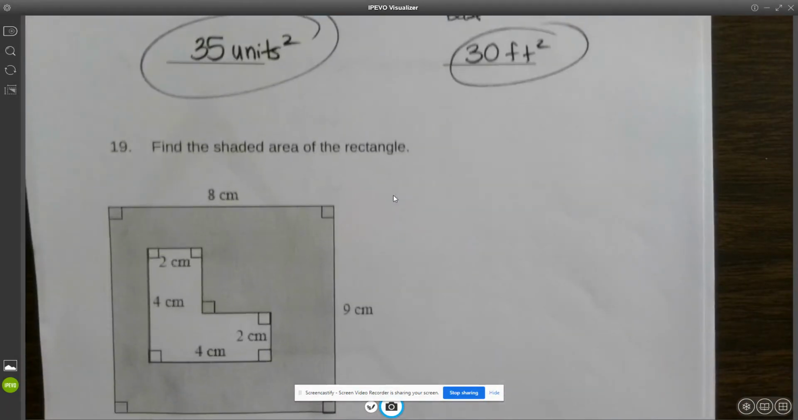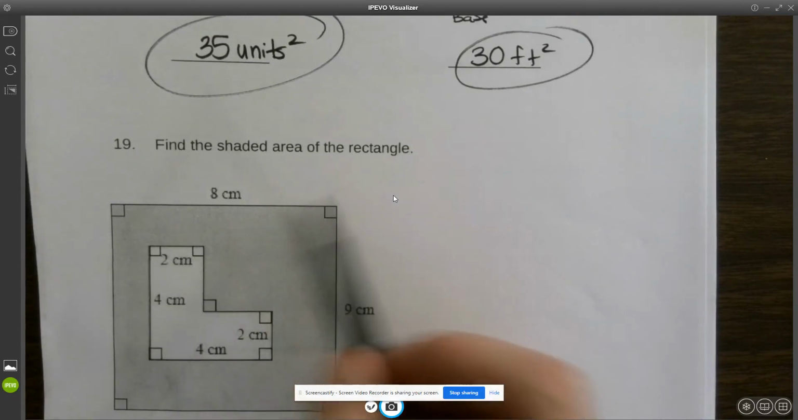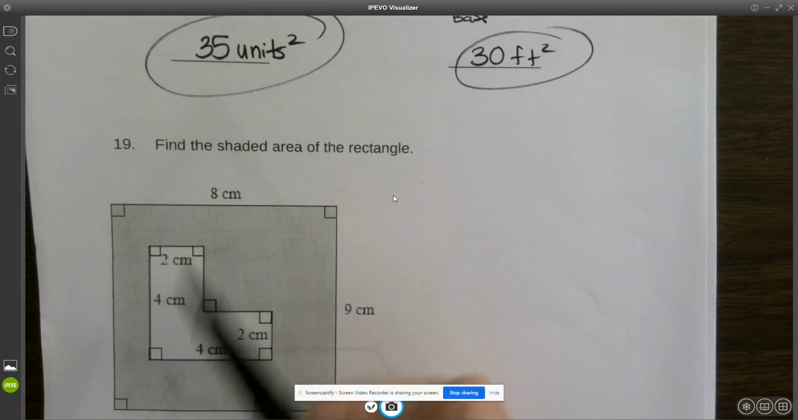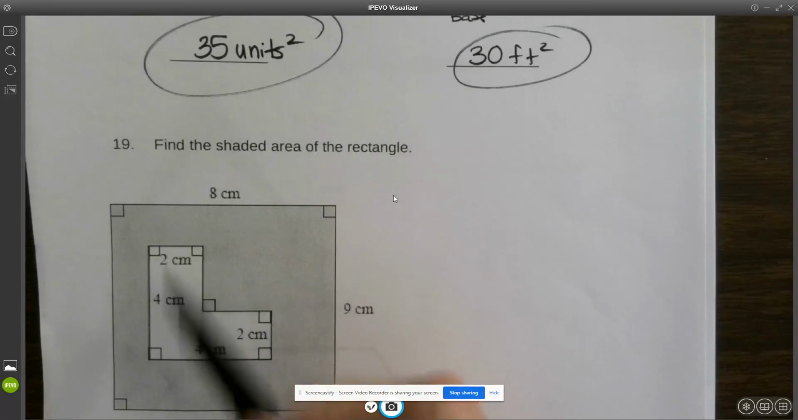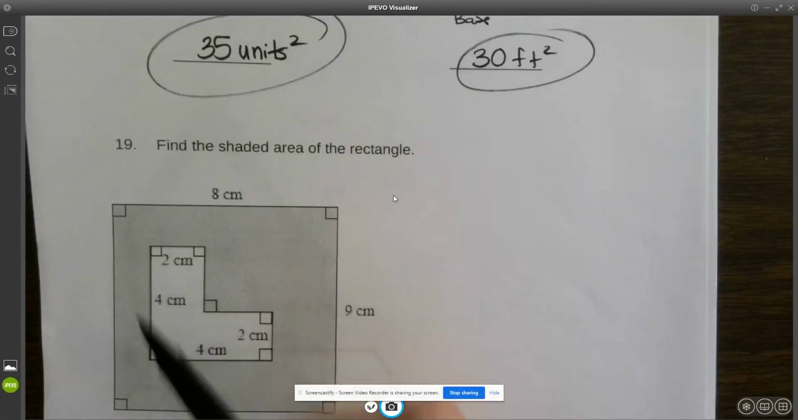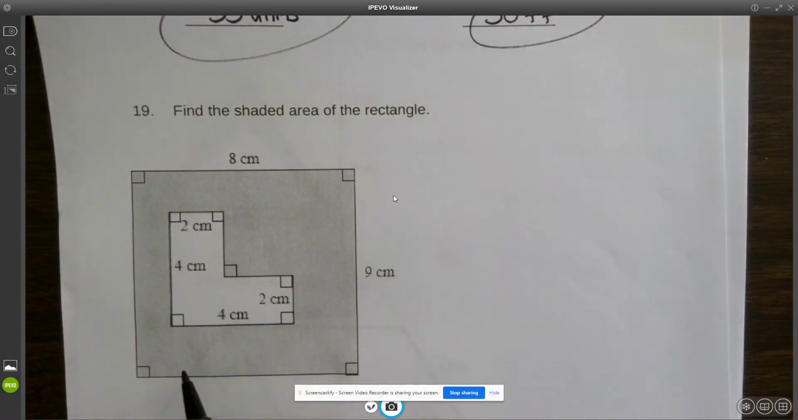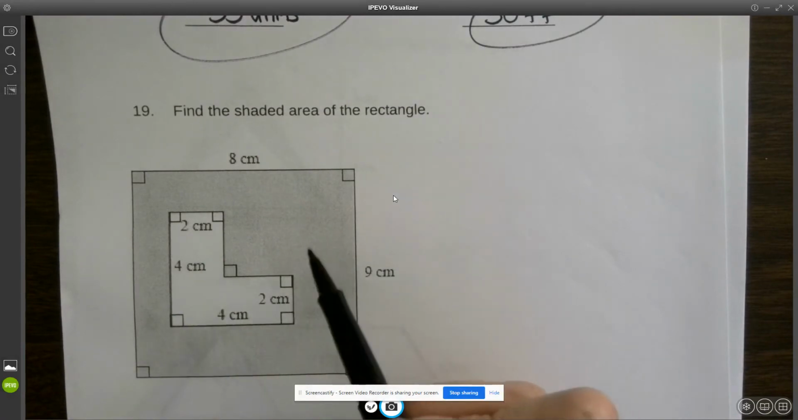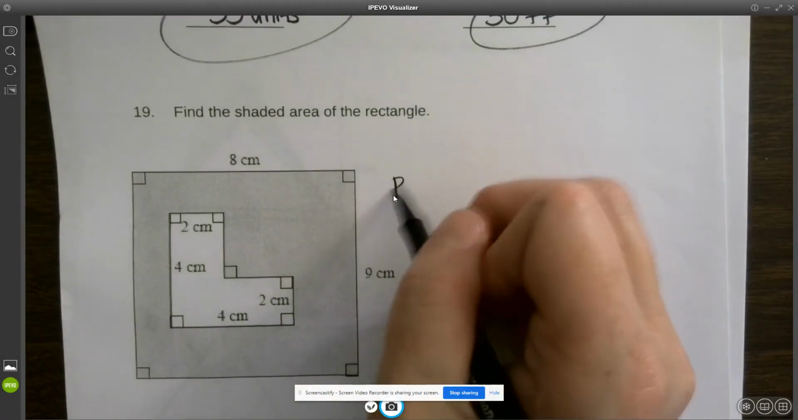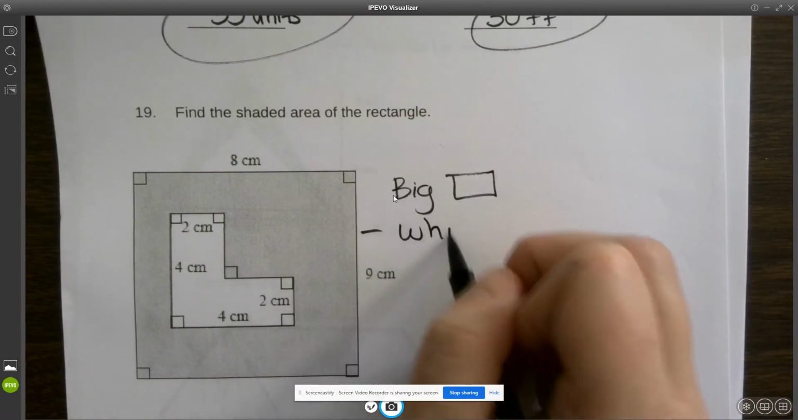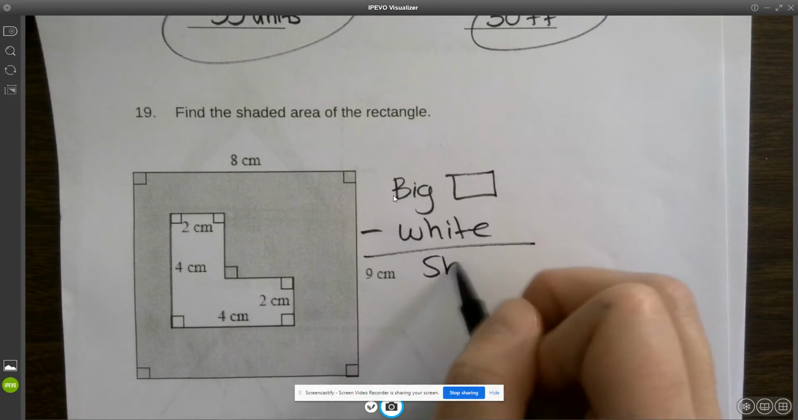All right, here's where it gets a little bit more difficult. They only want to find the shaded area. They don't want this part right here. Maybe this is a kitchen, and this is where the stove is, or maybe it's an island where you sit for a counter. And so they need to know how much tile goes all around here. So what we're going to do is find the big rectangle and then subtract this white, and then we'll have all the shaded part left. So we'll take the big rectangle and subtract the white, and what's left will be the shaded.